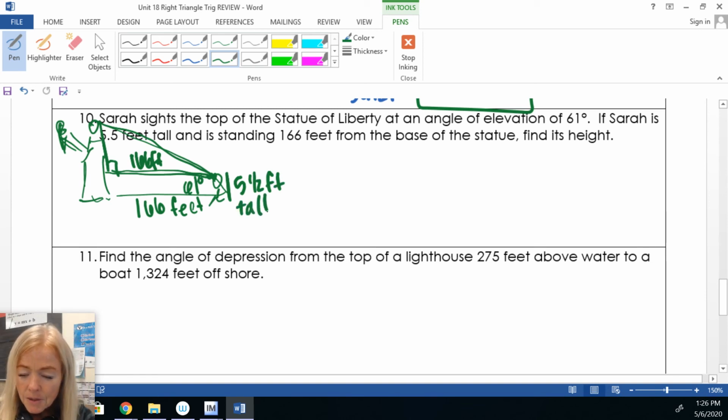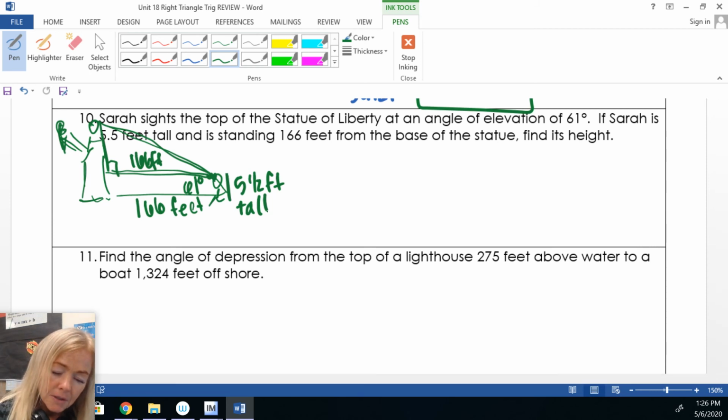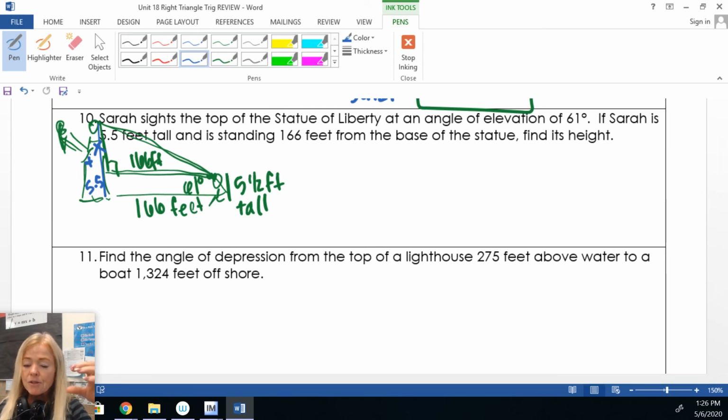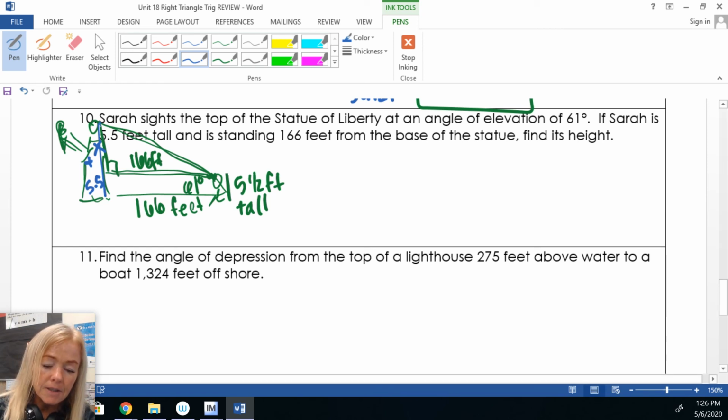Okay, and they want to know the height of the statue. So the height of the statue is going to be 5.5 plus this side measure. Because she's 5.5 feet tall, and at that height, her line of sight goes to the top of the statue. So you need the 5.5 feet plus this height here, x. We need x plus 5.5 in order to come up with the total height.